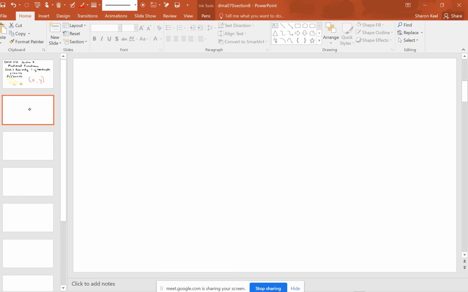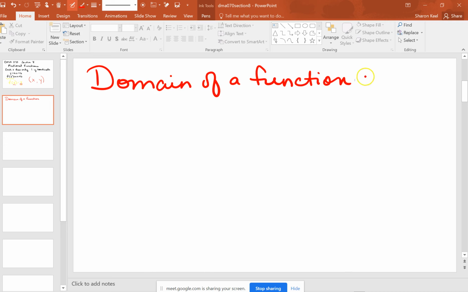When we talk about the domain of a function, the domain is the set of real number values that can be used for the x. The domain consists of all real numbers except for those that make the function undefined.